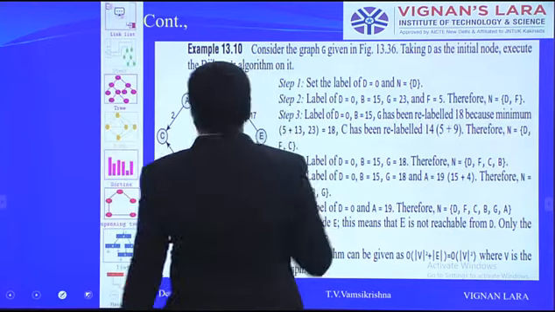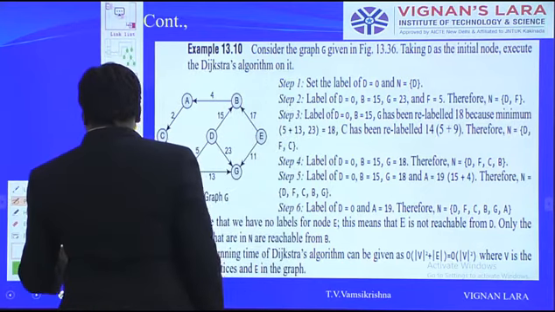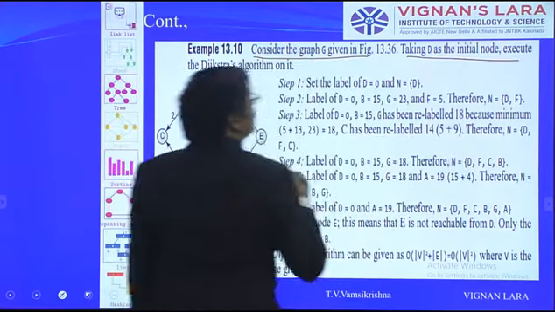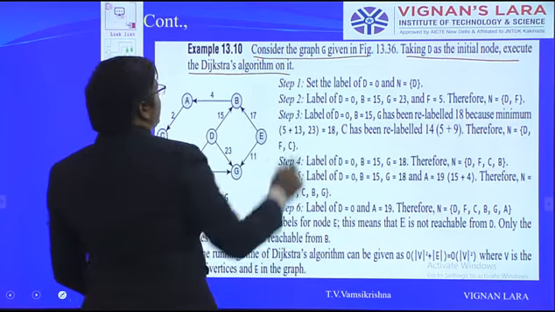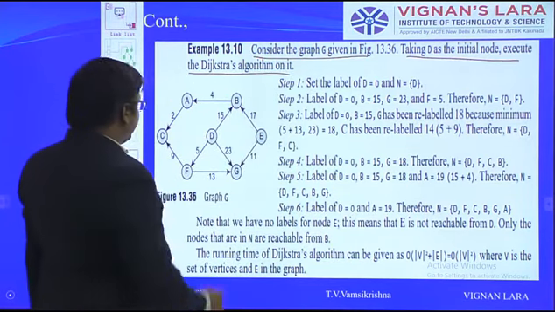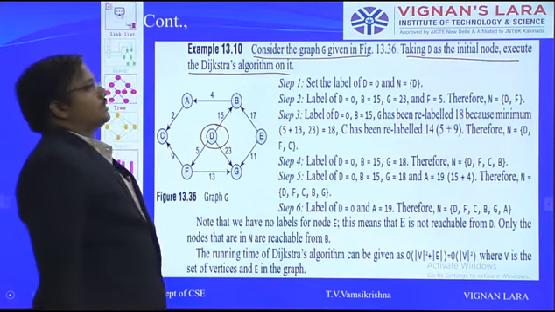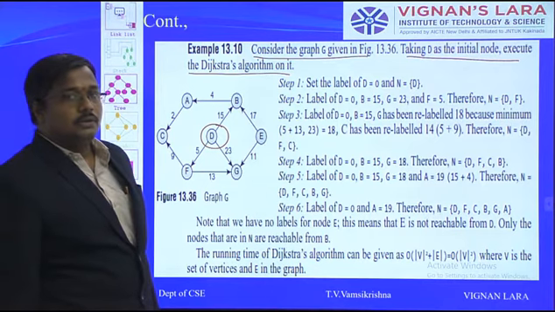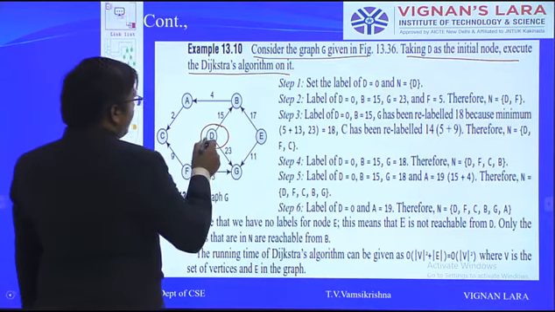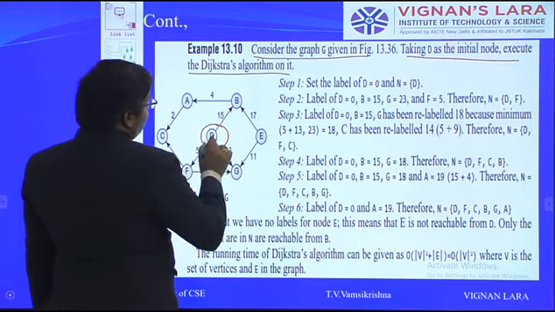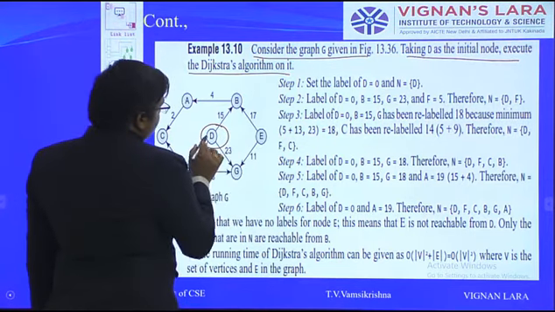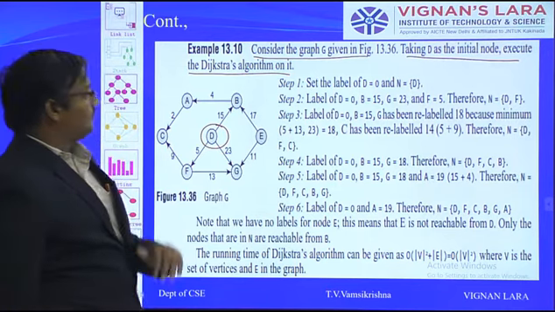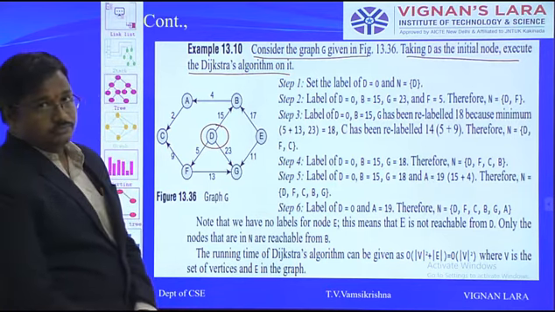Say, consider this example. Consider the graph given, taking D as the initial node, execute Dijkstra's algorithm on it. Means they entered single source, the starting vertex is D. So at last we need to find out the shortest distance from D to A, from D to B, from D to C, like that, D to F, D to Z and D to E also.